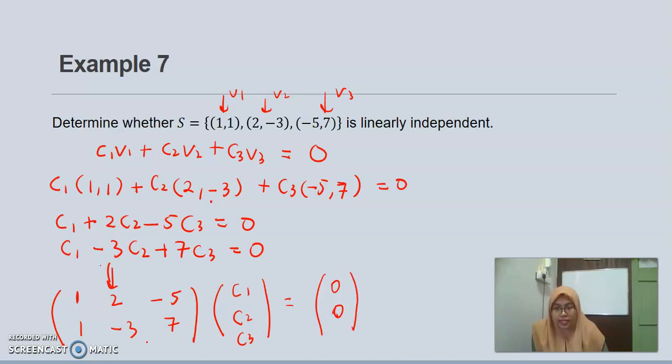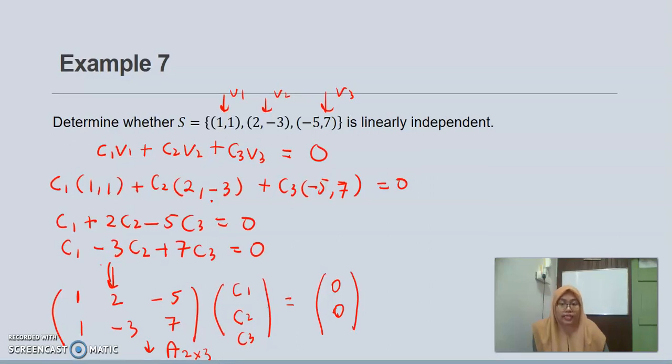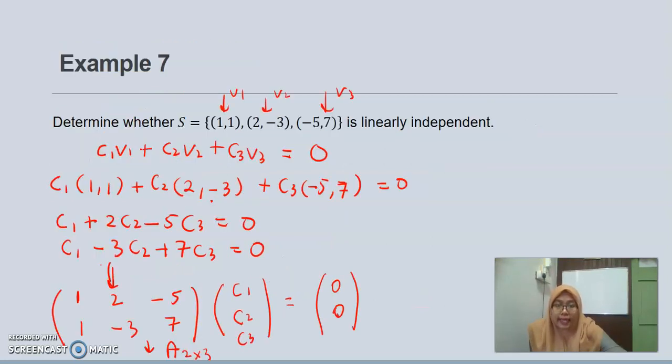Let's say this is my coefficient matrix, matrix A. Because the size of this A matrix is 2 by 3, it is not a square matrix. So if it is not a square matrix, you cannot use the theorem here, because this theorem is only for square matrices, n by n. This one is m by n: the number of rows is 2, the number of columns is 3. So now you must solve for C1, C2, and C3 by using Gaussian elimination.